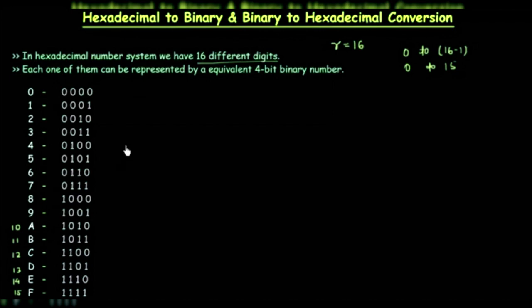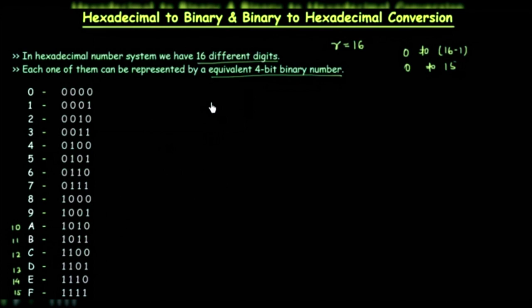In order to convert hexadecimal to binary and binary to hexadecimal, each one of these digits we have to represent by equivalent 4-bit binary number. Like we did in case of octal number system, we represented 0 to 7 by a equivalent 3-bit binary number. In this case, we will represent them by 4-bit binary number. 0 is represented as 0000. In the same way, we will continue to F, and F is represented as 1111. We will use this table for our conversion. So let's start with it.